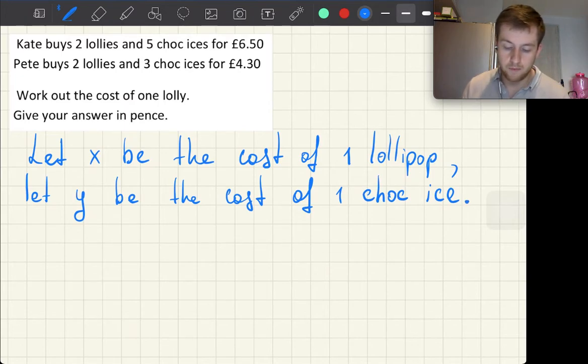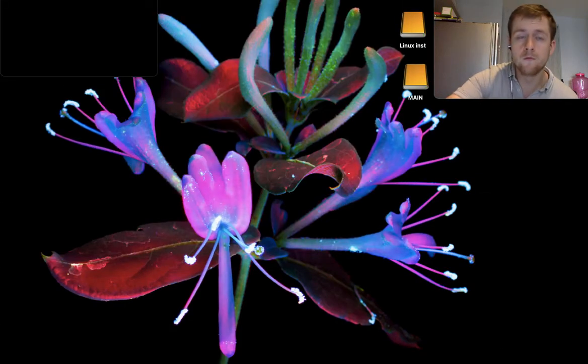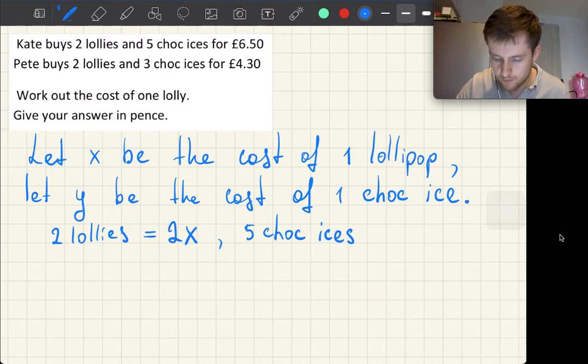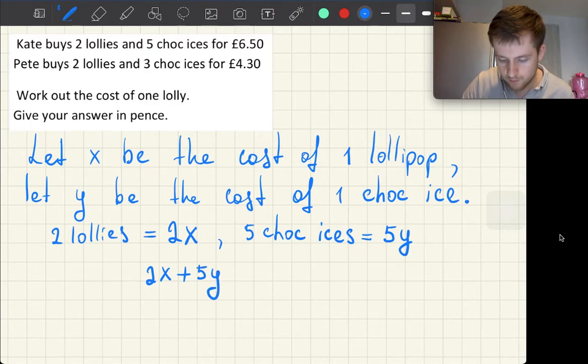So if x is the cost of 1 lollipop, then the cost of 2 lollies would be 2x, so 2 times x. Cost of 5 chalk ices, I gotta figure this out, 5 chalk ices would be 5y, and we know that together, 2 lollies and 5 chalk ices are equal to 6.50.